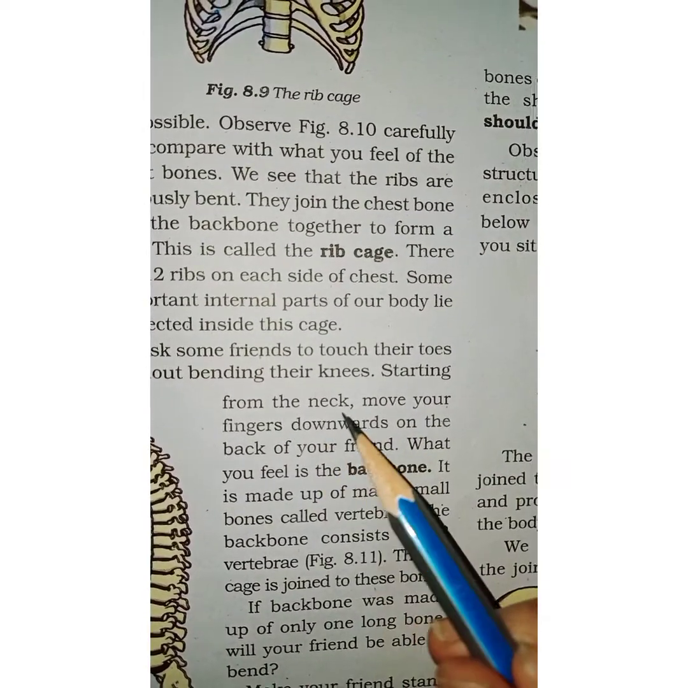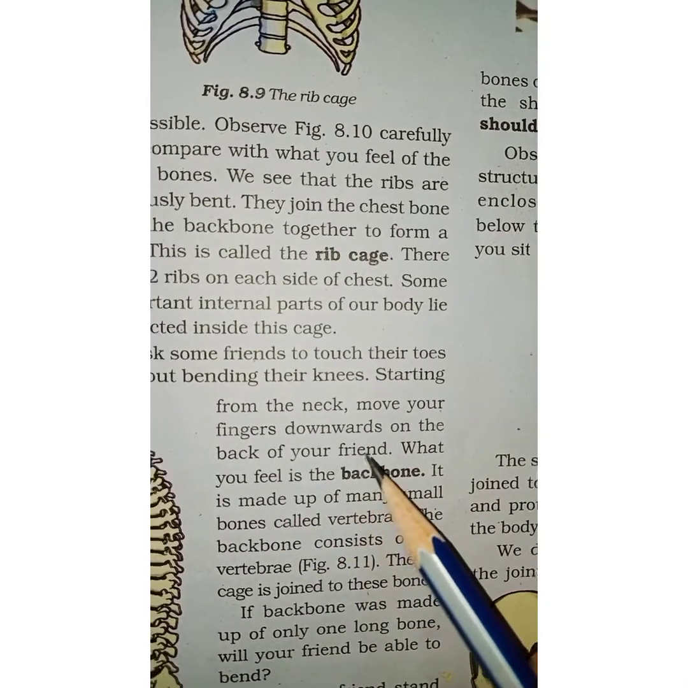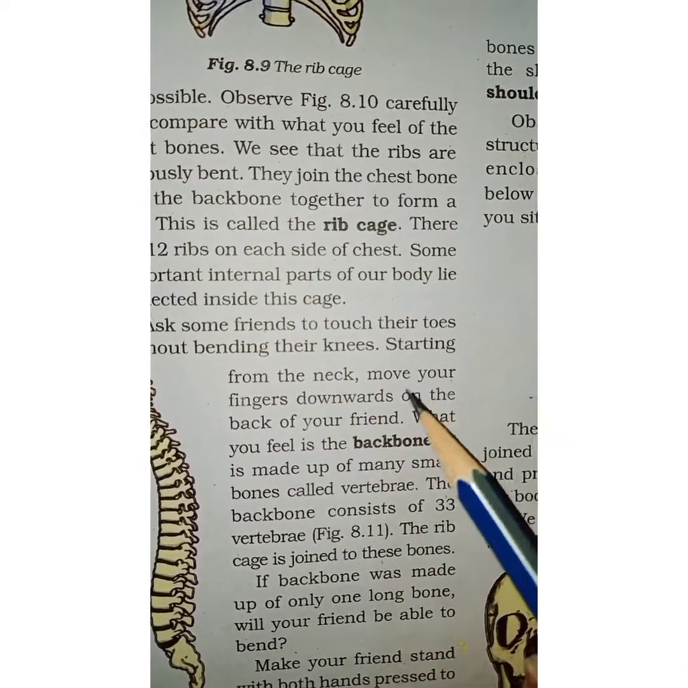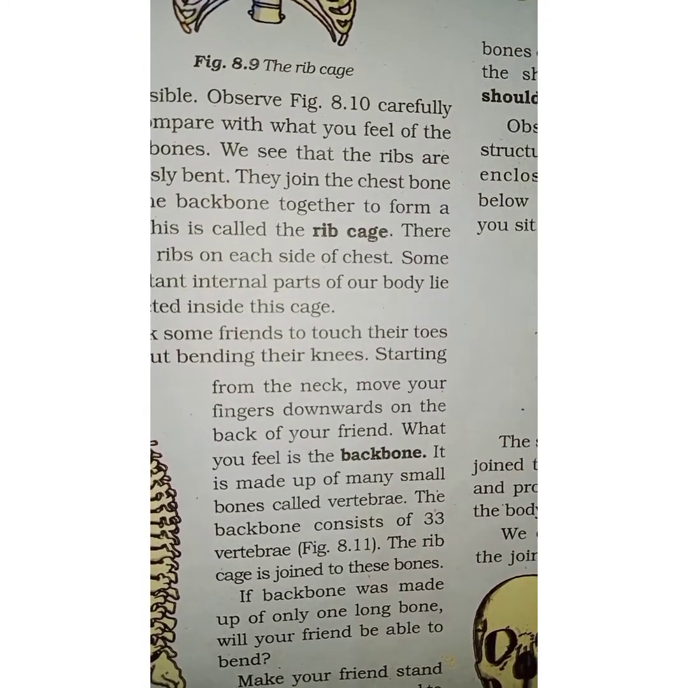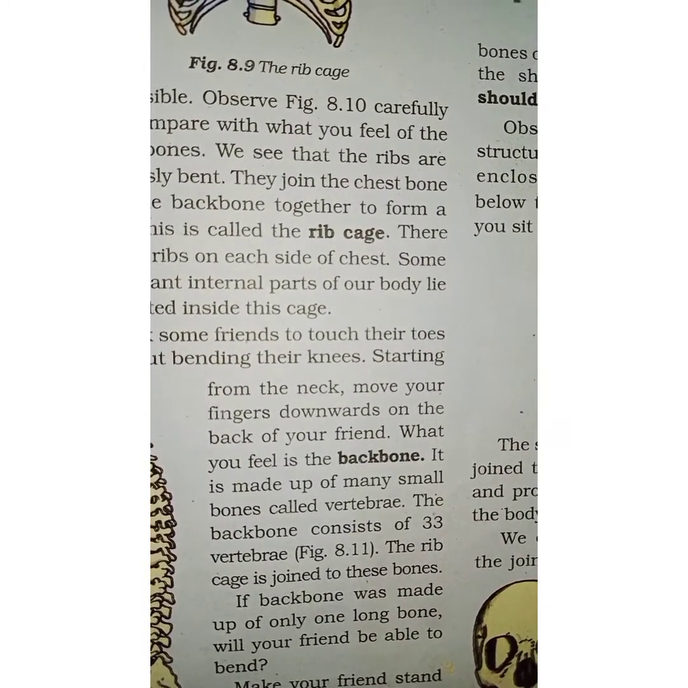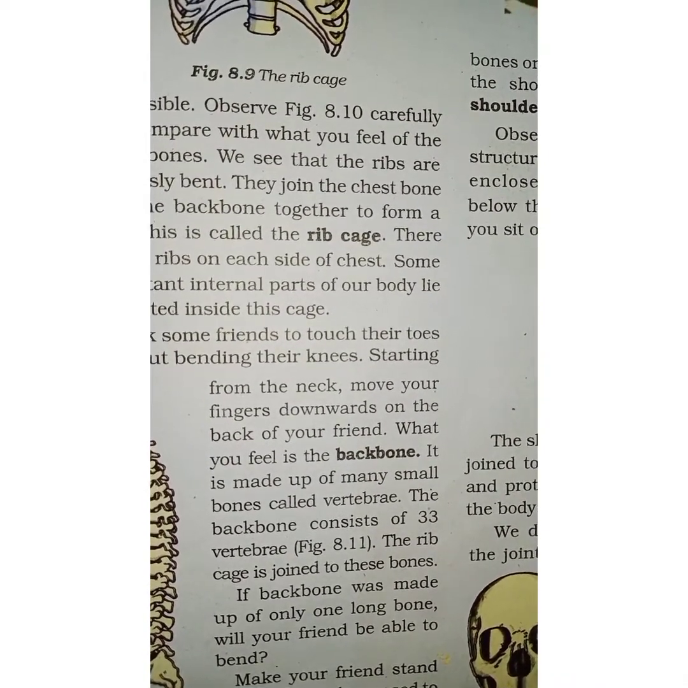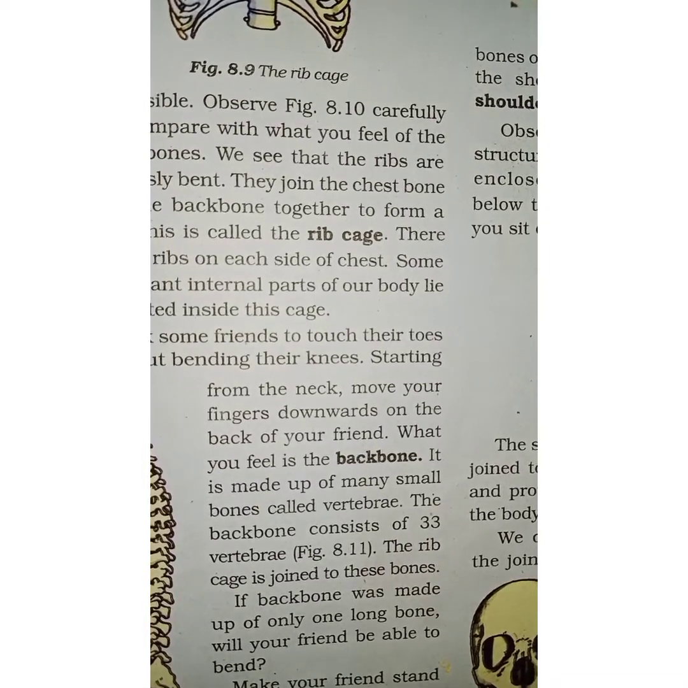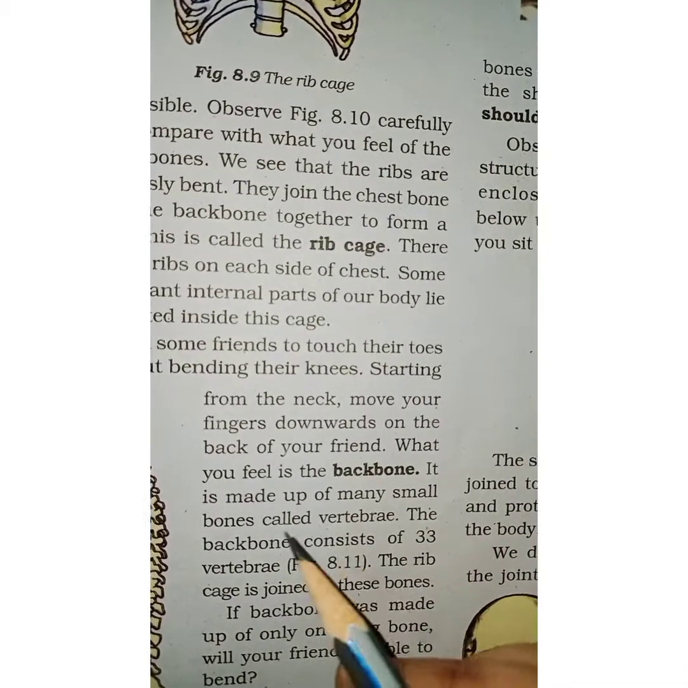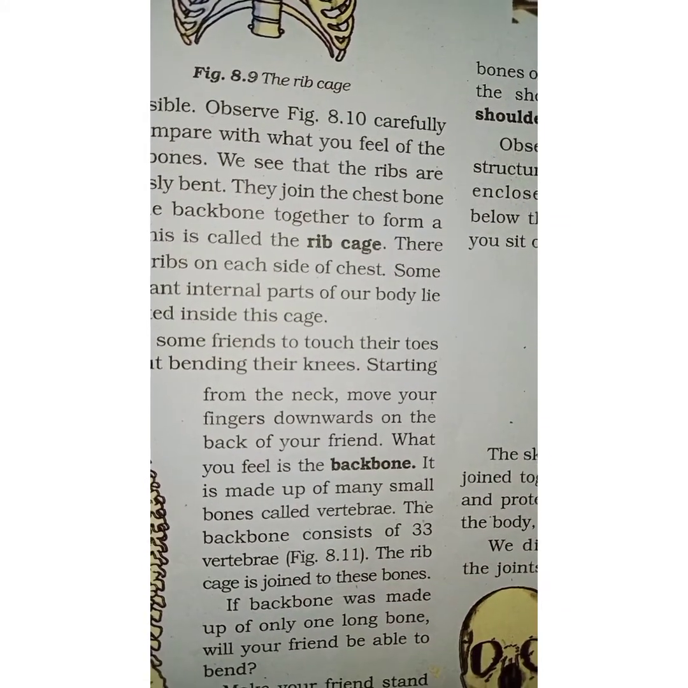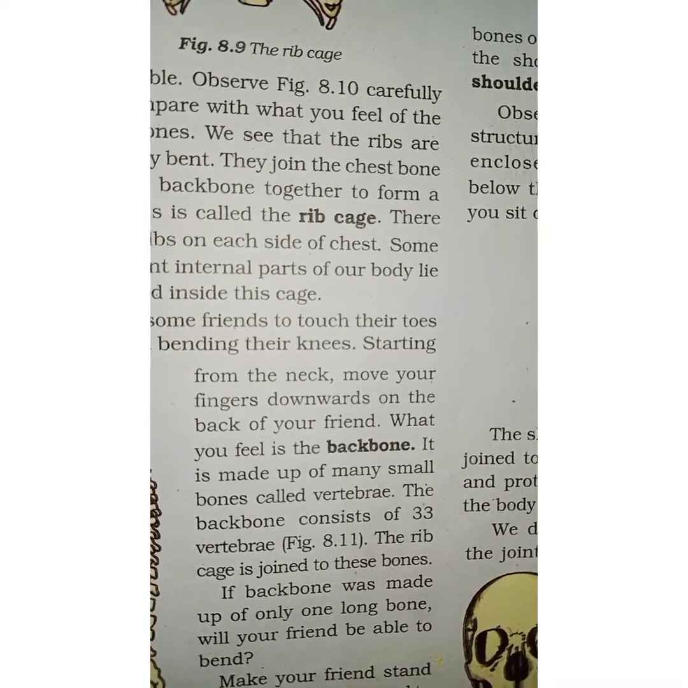Starting from the neck, move your fingers downwards on the back of your friend. When your friend is going to bend, as soon as they bend, you are going to start from the neck and move your fingers downwards on the back of your friend, not in front but on the back side. What you feel is the backbone. When they bend and you touch and feel with your fingers, that is nothing but the backbone.